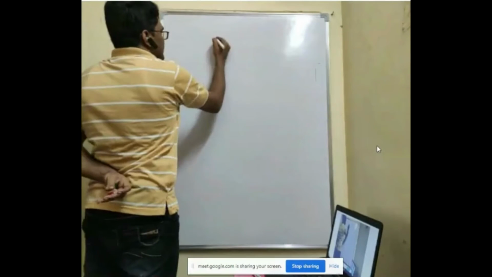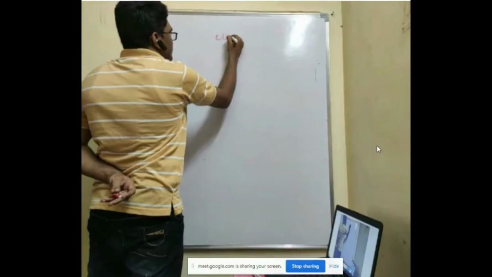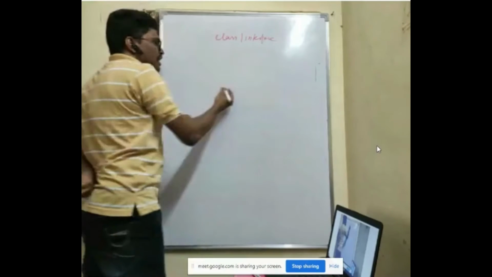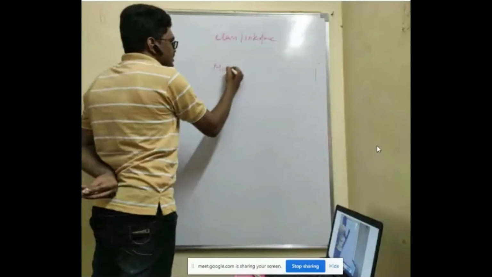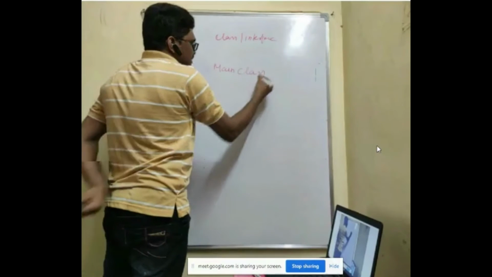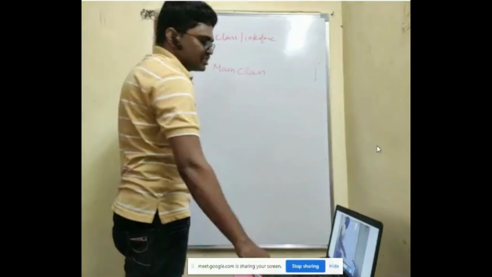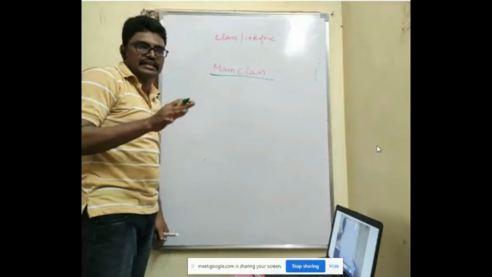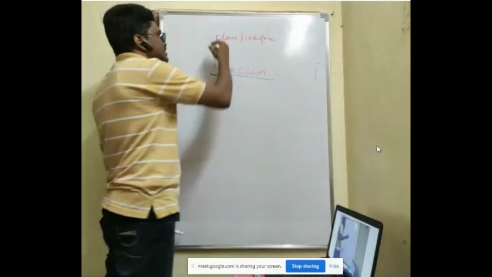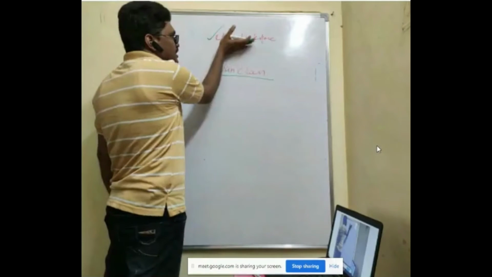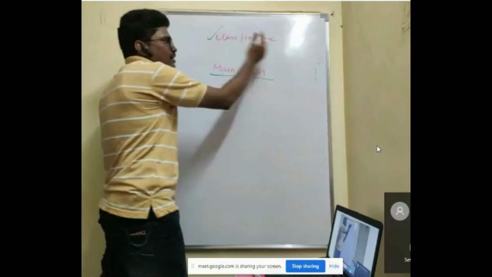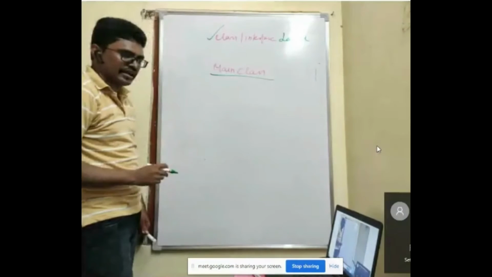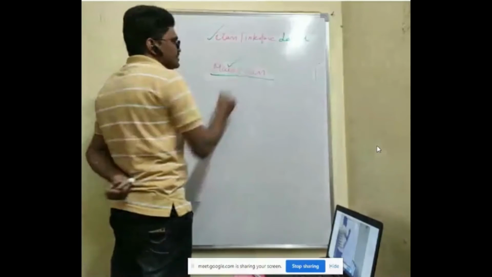The next part is the class or interface definition. We said your Java program contains at least one class, and that is called the main class. Other than the main class, you can have subsequent classes, which we call classes or interfaces. Those class definitions you have to write here. So the main class you have to write.